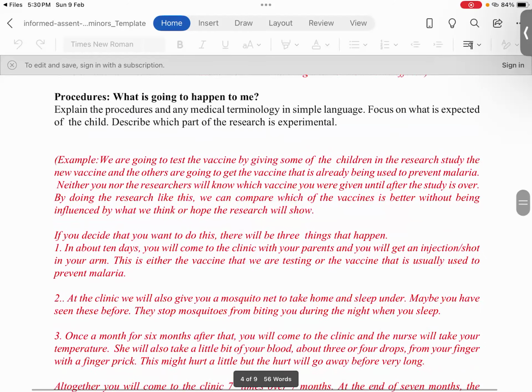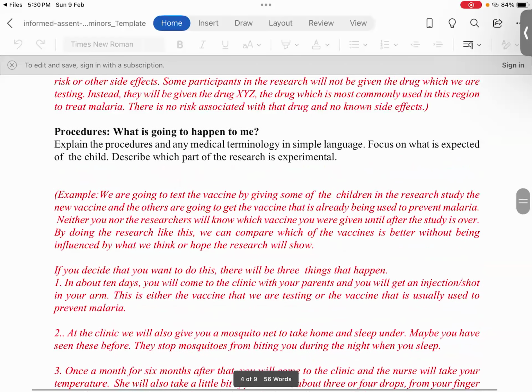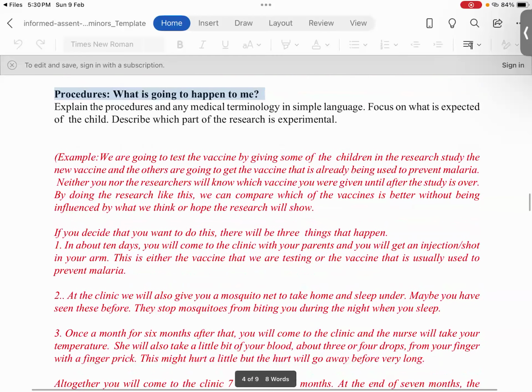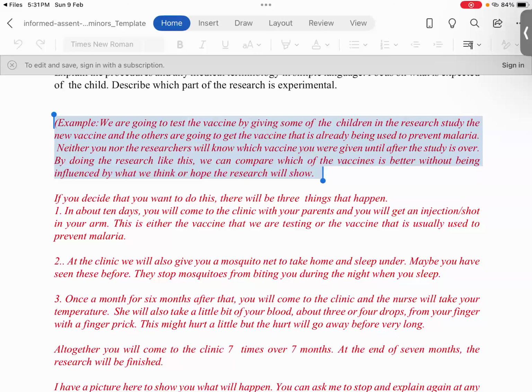See, this is the procedure they are explaining. What is going to happen to me? For a simplification, you can read the very first part, but the whole paragraph is very useful. If you don't have time to go through the whole document, at least read this. We are going to test this vaccine by giving some children in the research study the new vaccine, and the others are going to get the old vaccine. So basically you are telling them we are dividing you into two groups, one old vaccine, one new vaccine.